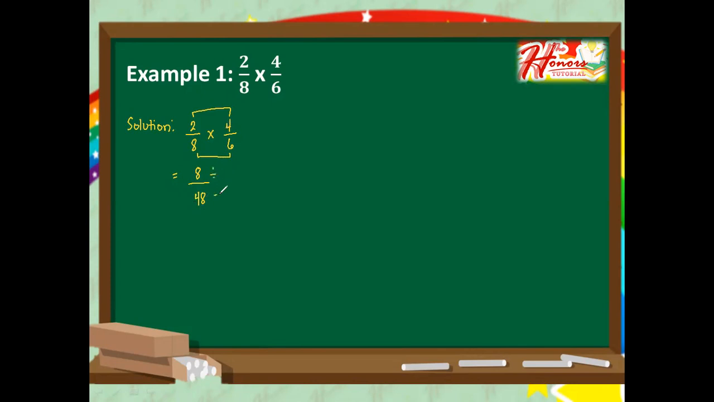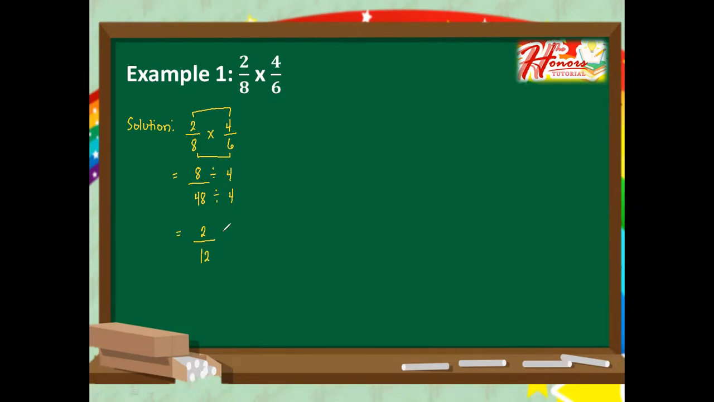So we can just divide this by 2. It's fine. But if you want to divide this by 4, it is also fine. But if you divide this by 2, just make sure that you will simplify it again, okay? Also for 4, 8 divided by 4, that's 2. 48 divided by 4, that's 12. So we have here 2 over 12.